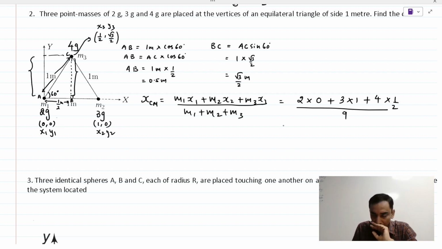So, sorry, 3 plus 2 by 9. So 5 by 9 is the center of mass x coordinate, right, in centimeters.